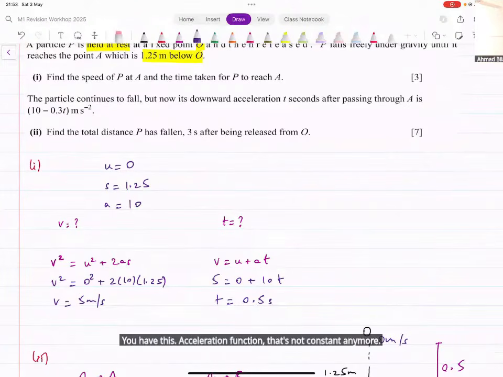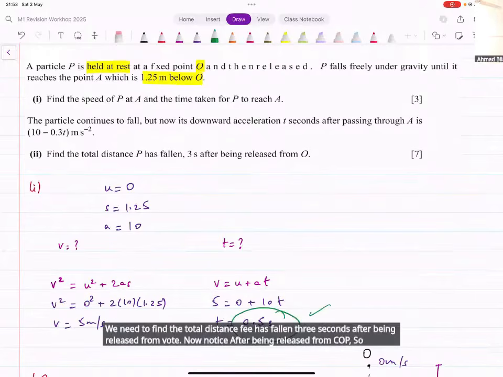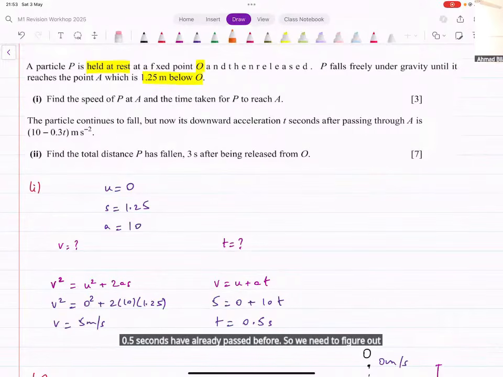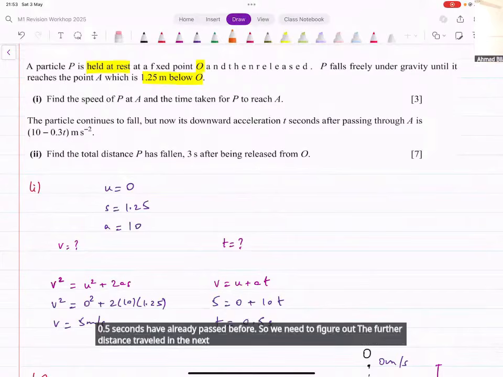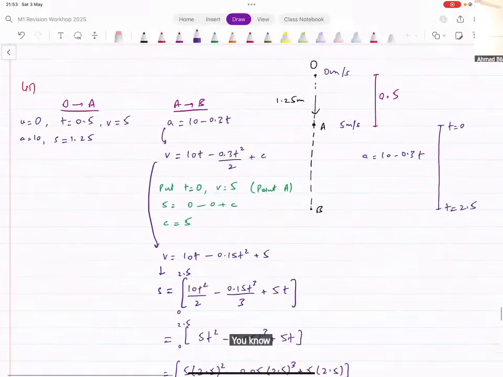We need to find the total distance P has fallen 3 seconds after being released from O. Now, notice, after being released from O. So 0.5 seconds have already passed before. So we need to figure out the further distance traveled in the next 2.5 seconds. What would that be? You know what happens from O to A.